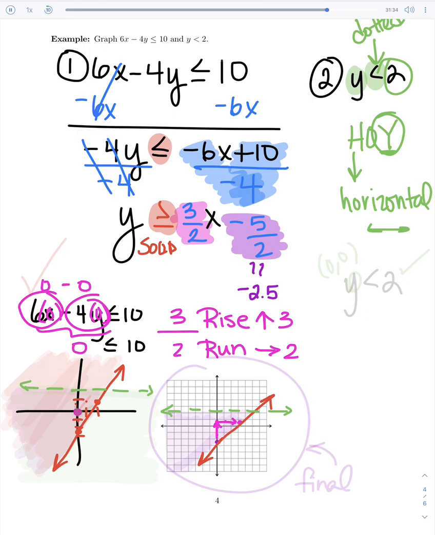Absolutely. The question is, what does that mean? It works. It means the point 0, 0 works. So that means we're going to shade that side that 0, 0 is actually on. So I'm going to shade the side that 0, 0 is on for that first line. And remember, this is just my mock-up. So I'm going to shade the side that 0, 0 is on in my mock-up. I don't want to do anything on my final graph yet.